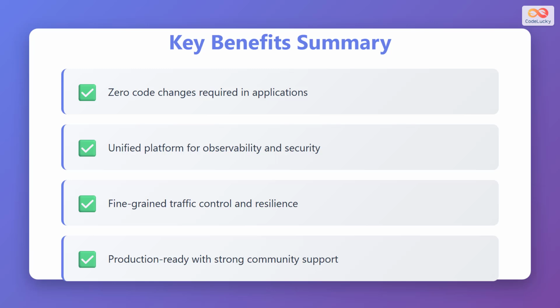Instead of implementing these concerns separately in each service, Istio handles them consistently across your entire application through a centralized control plane. Third, Istio offers fine-grained traffic control and resilience features. You can implement sophisticated routing strategies, automatic retries, circuit breaking, and fault injection to make your applications more reliable and easier to manage. Finally, Istio is production-ready with strong community support. It's used by thousands of organizations worldwide and has a vibrant ecosystem of tools, integrations, and best practices. This makes Istio a solid choice for managing microservices at scale.